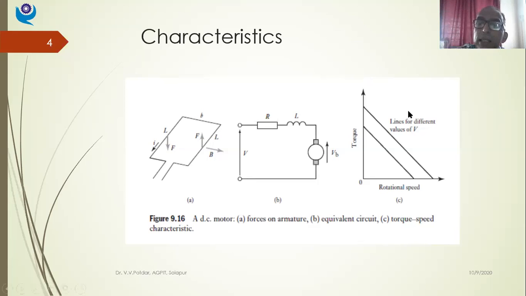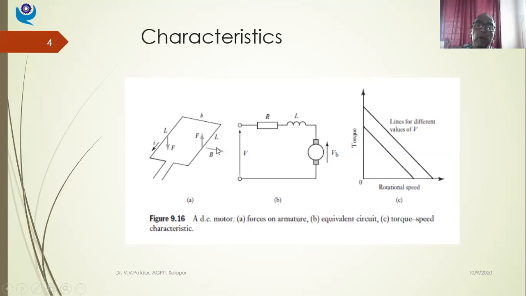So these characteristics help me see, at what rotational speed of the motor, how much is the torque that is developed. At higher speed, how much is the torque? At lower speed, how much is the torque? So appropriately, I can select an appropriate motor based on my speed torque characteristics.